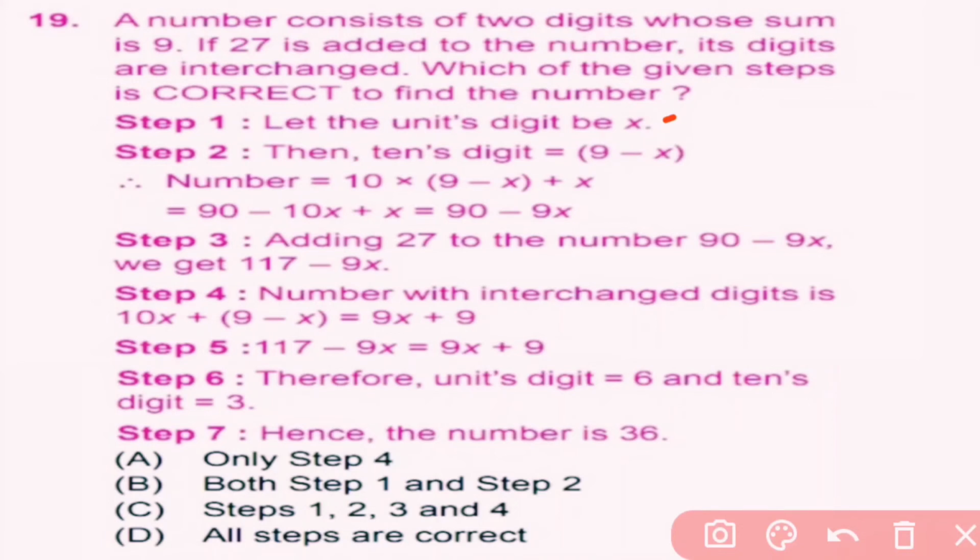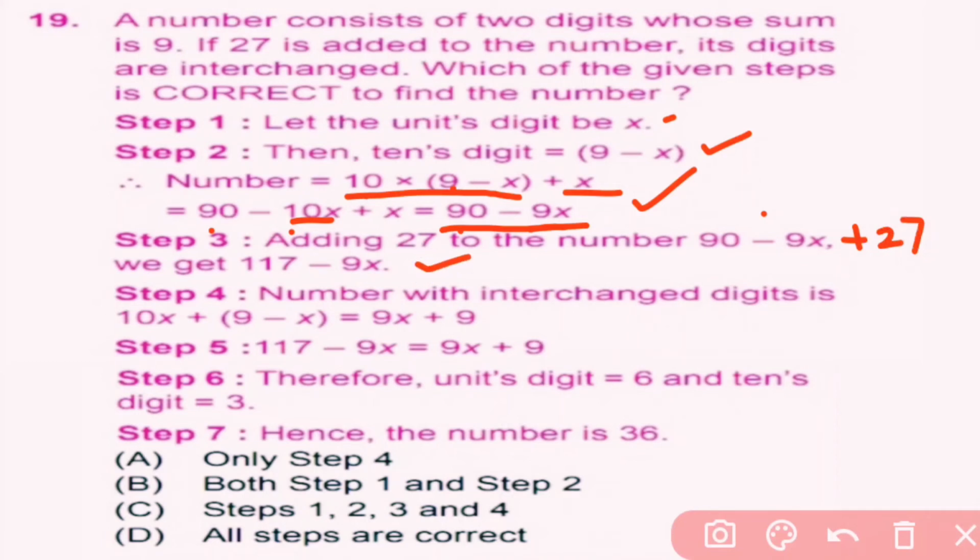So the tens digit is 9 minus x, and the number is equal to the place value of the tens place plus the unit place. So here 10 into 9 is 90 and 10 into x is minus 10x, plus x. So this step is also correct. Step 3, adding 27 to the number. So here 90 minus 9x plus 27. So 90 plus 27 is 117 minus 9x. So this step is correct.